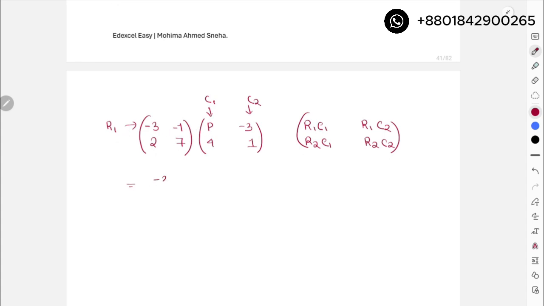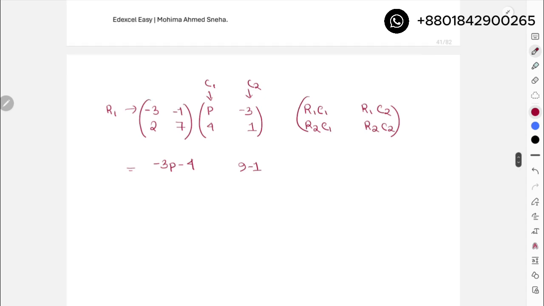3 with P is going to be minus 3P, minus 4 with 1 is just negative 4. I cannot add them together this time because one of the numbers has the letter P, so we'll just move on to the next value. First row, second column. Minus 3 with 3 gives you 9. Minus 1 with 1 gives you minus 1. That gives you 8. We'll write that down in the next step.